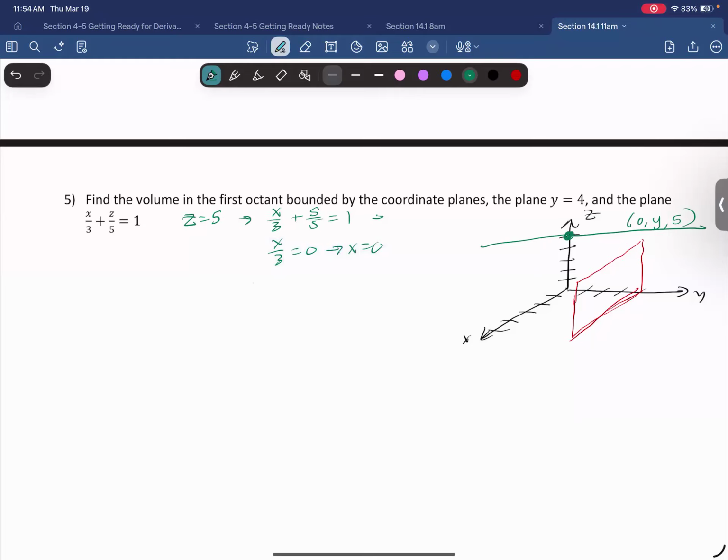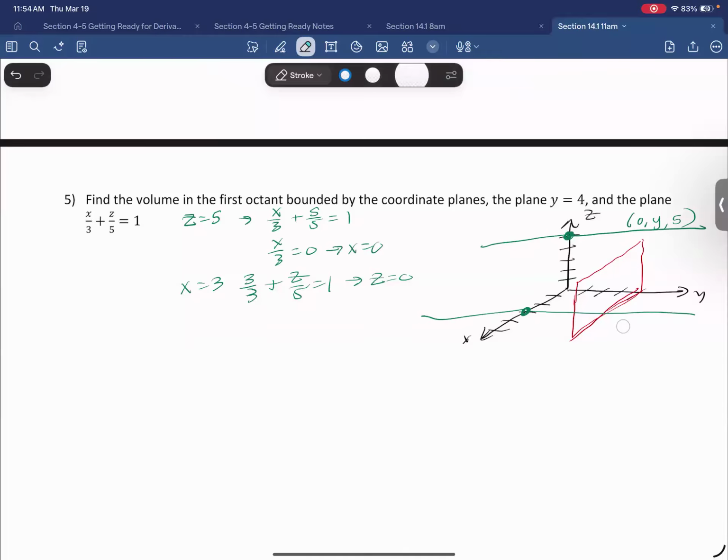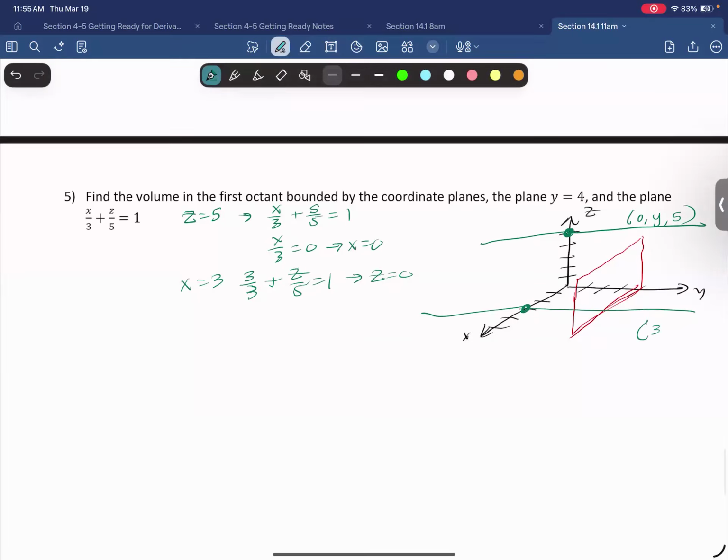And if I do where the other fraction goes to 0, when x equals 3, I've got 3 over 3 plus z over 5 equals 1. We're going to get z equals 0, which has that point right there. And we're kind of doing that line, which means this is making a plane like that.